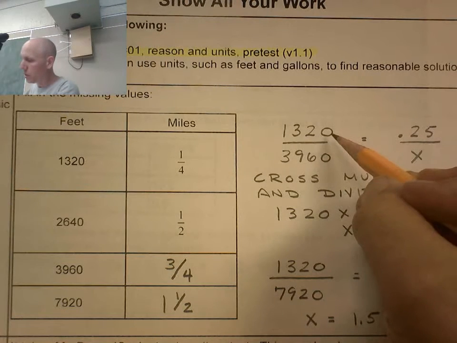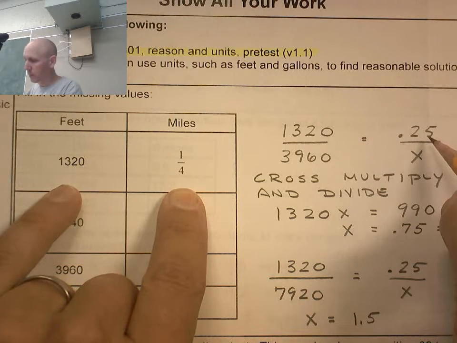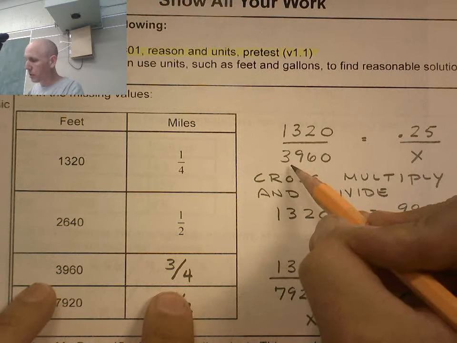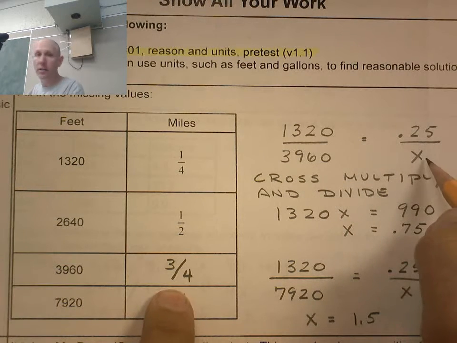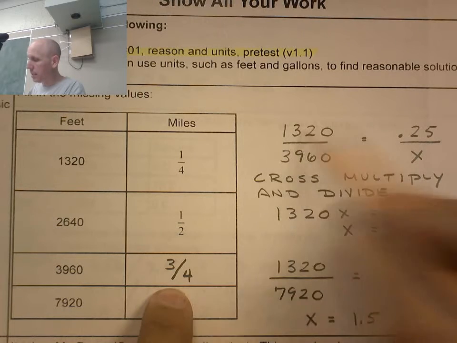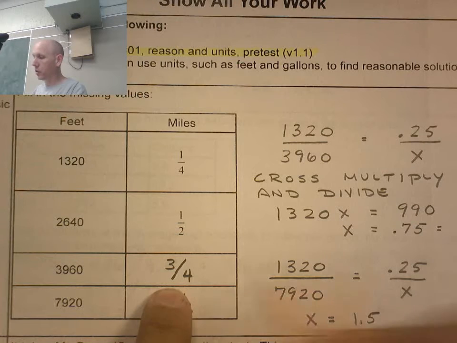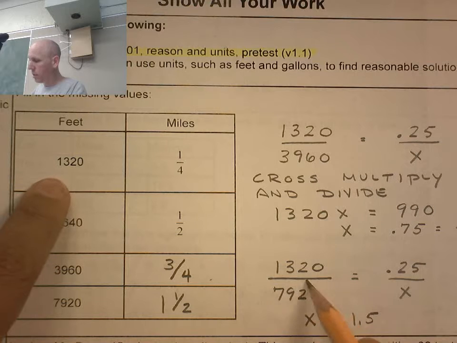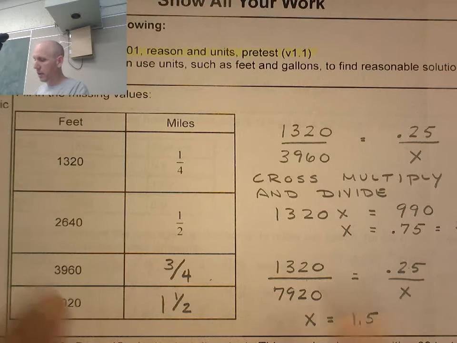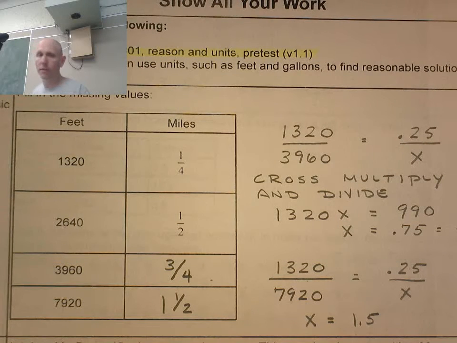So I know that 1,320 right here is equivalent to 0.25. And I know that 3,960 is equivalent to the unknown. So these guys are equivalent, those guys are equivalent. I'm going to cross multiply and divide, and I'll get 3/4 right there. I'm going to do the same thing here. I know that 1,320 is equivalent to 0.25. I know that 7,920 is equivalent to x. Cross multiply and divide, you get 1.5.